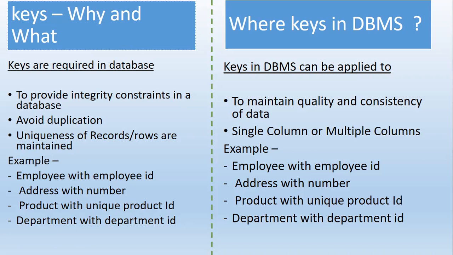Okay, so these are some of the things where keys could be utilized to identify a record. Now, where do we apply these keys? Generally, keys are applied to a single column or multiple columns. That is where the keys could be applied. And why do we apply a key? So that we can maintain the quality and the consistency of the data that is stored in a table. That is why we want to apply a key to it, right?